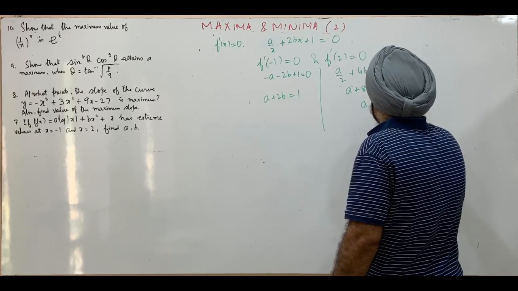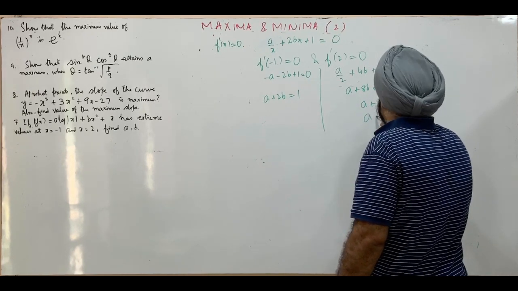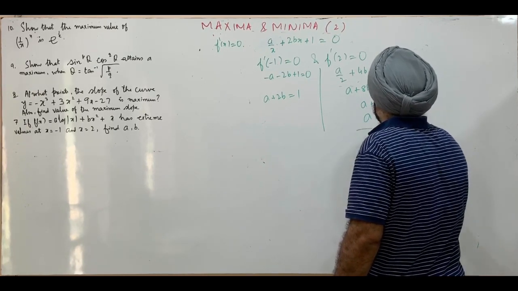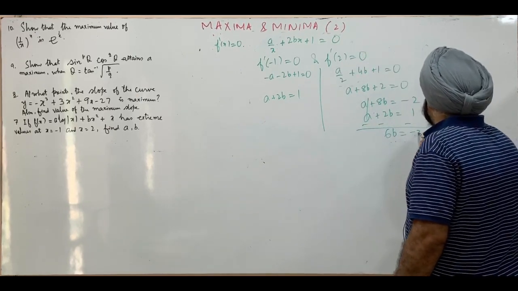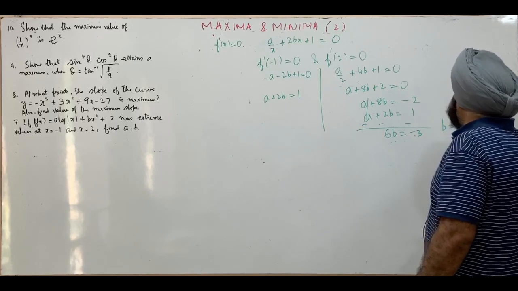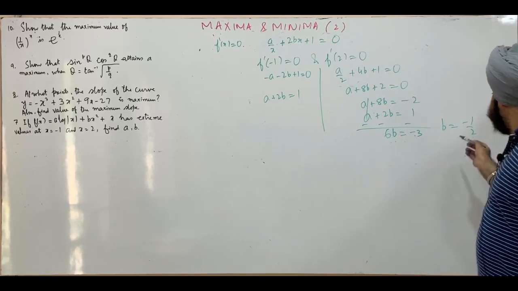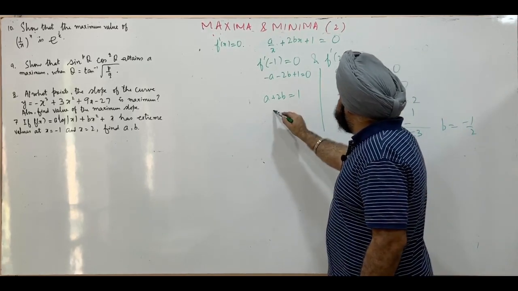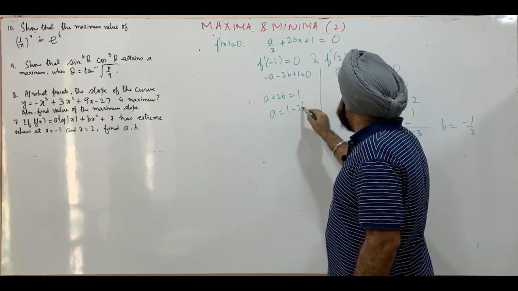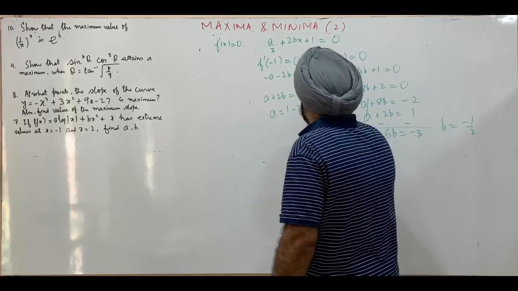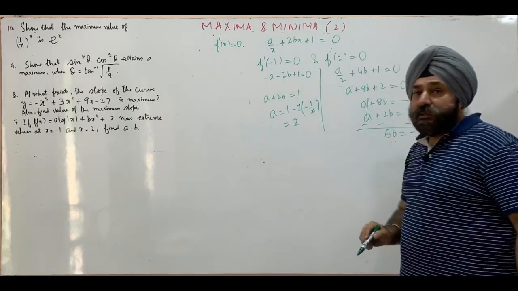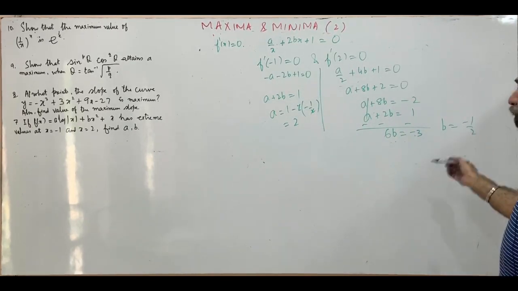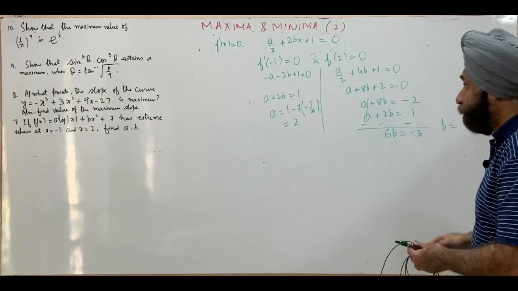A plus 2b is 1, this is a plus 8b plus 2, this is 0. A plus 8b is minus 2, a plus 2b is 1. Subtract, this will cancel out. 6b is minus 3 or b is minus 1 by 2. So we substitute the value of b is equal to minus 1 by 2 here to get a as 1 minus 2 into b, that's minus 1 by 2. This will cancel out, so this is 2. So these are the values of a and b. A is 2 and b is minus 1 by 2.